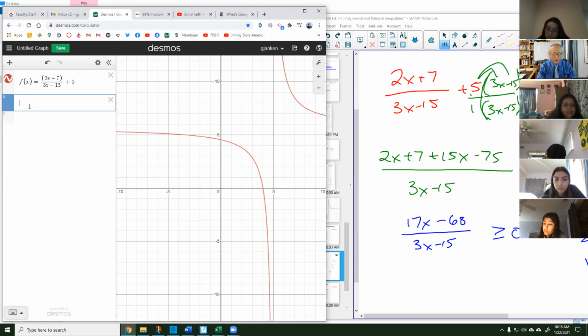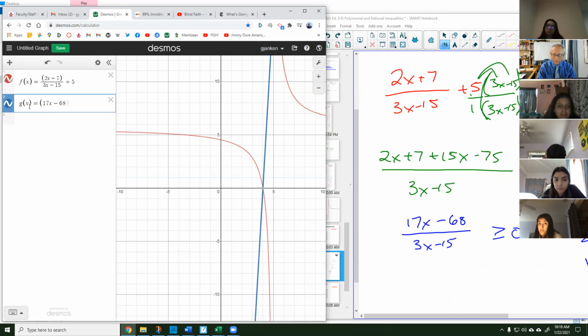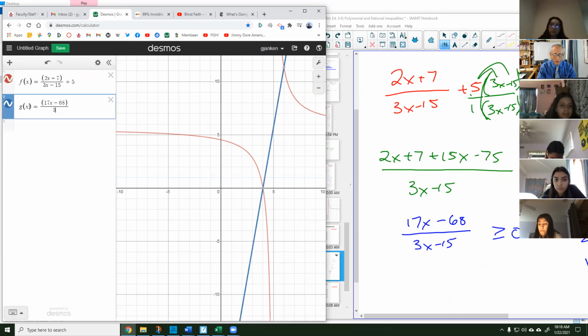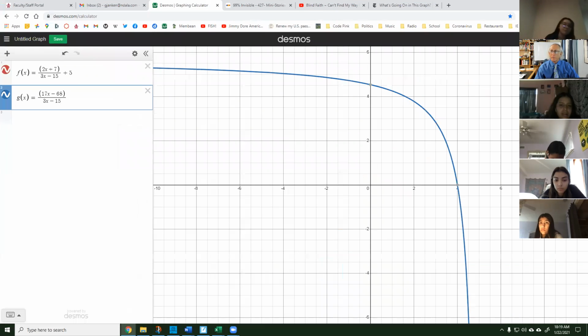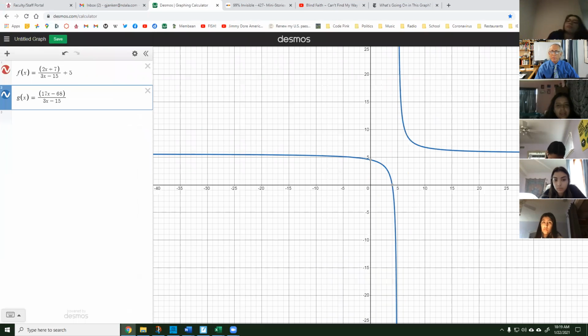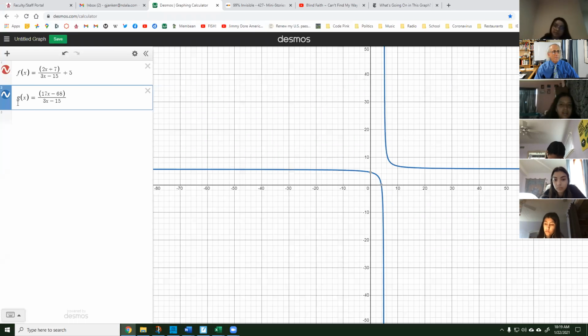We'll call that g of x, and that equals 17x minus 68 divided by 3x minus 15. And it's looking to me as if I did it right, because let's zoom out here a little bit, the graphs are the same. Everybody with me here? Yes.